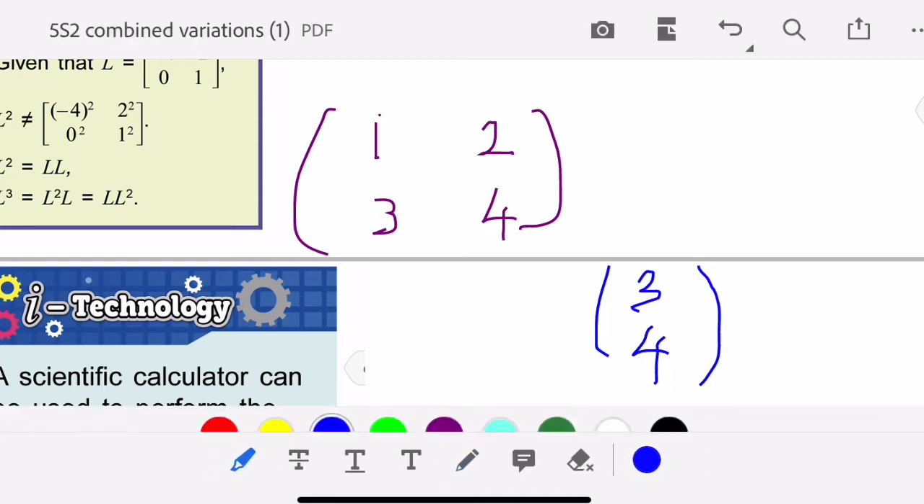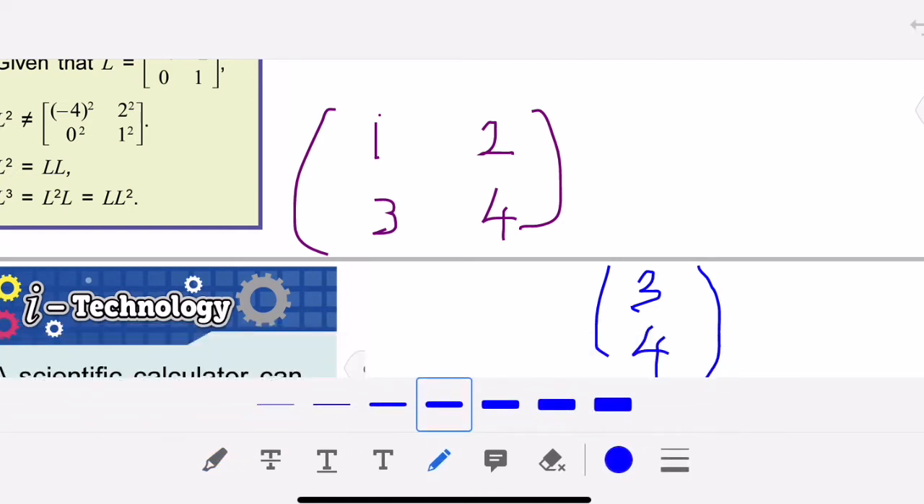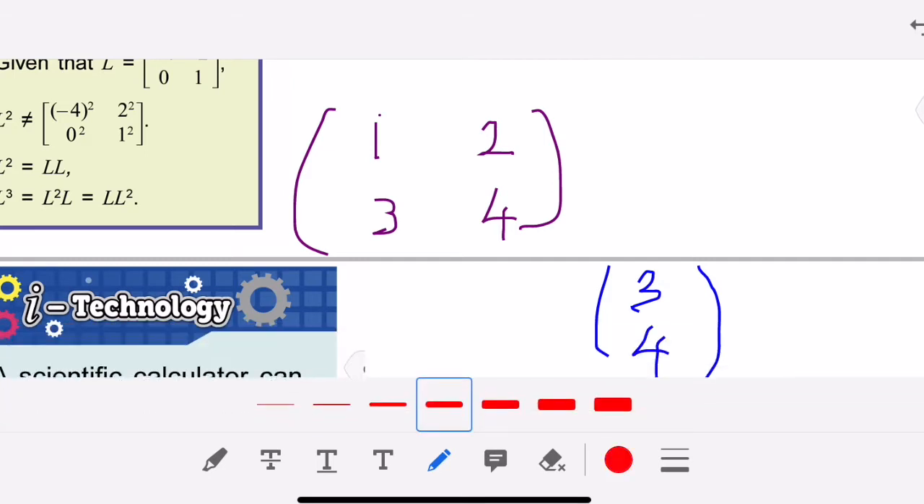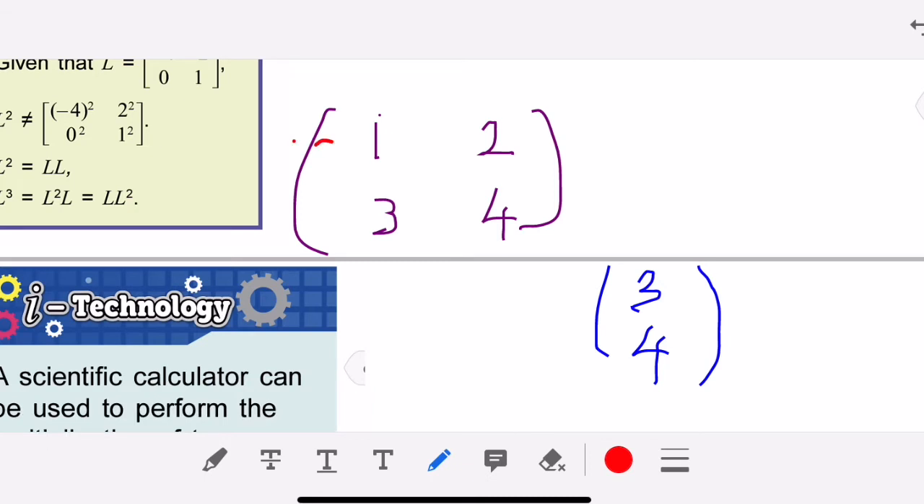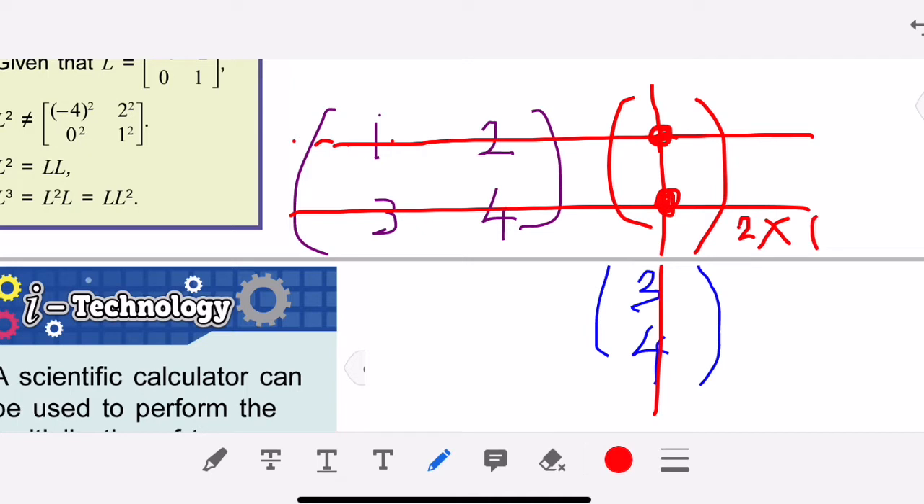I'm going to draw lines for rows and columns. Let me make it thicker, in a red color. You can see I draw like this: one row, two rows, and one column. This is the order that I'm going to get after I perform the multiplication of the matrices. So it's two rows and one column.